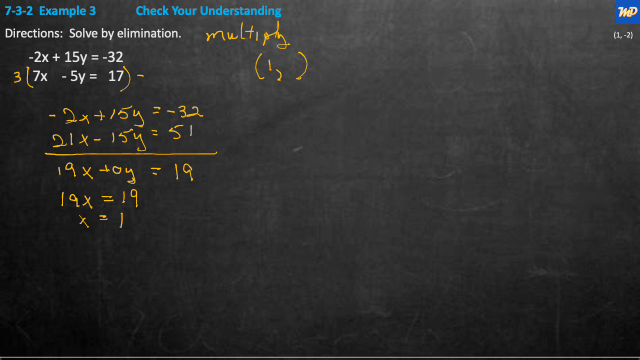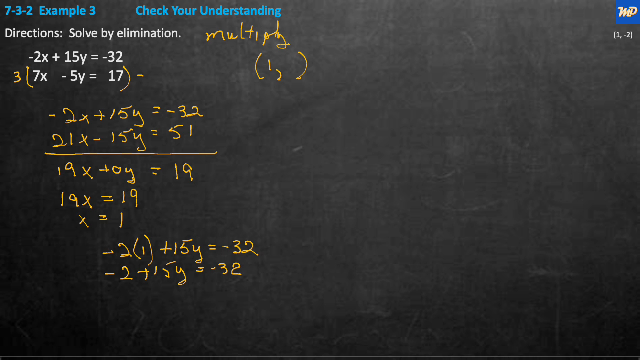What we're looking for now is the y term. So we're going to substitute the x into either of these equations. It does not matter which one we choose. Which one's the easiest? Well, let's do the other equation now. So substitute here, we're going to say negative 2 times 1 plus 15y is equal to negative 32. Okay, so now we're going to take care of this multiplication. We're going to get negative 2 plus 15y is equal to negative 32.